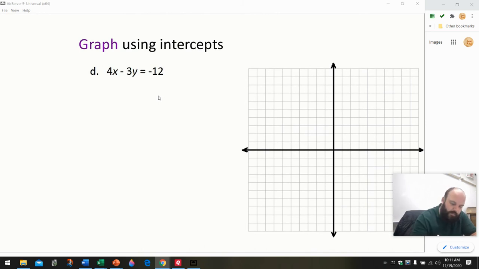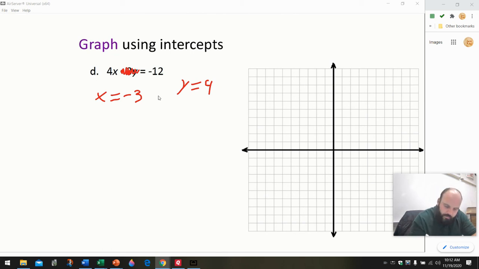Once again, I'm going to scribble out the first term. And so you can see I have negative 3y equals negative 12. So if I were to solve that by dividing both sides by negative 3, I get y equals 4. Okay. Now I'm going to do the same thing, but I'm going to scribble out the second term. And you can see if I were to solve that, I have 4x equals negative 12, which means x is negative 3.